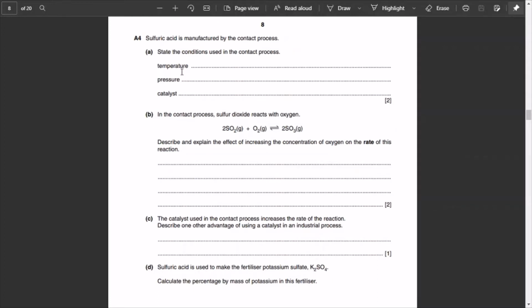You can write any number. It's not important to mention the range, but you can mention any one number from it. Like you can either mention 1 atmosphere or 2 atmosphere or anything. And then the catalyst we require for it is V2O5, that is vanadium(V) oxide.